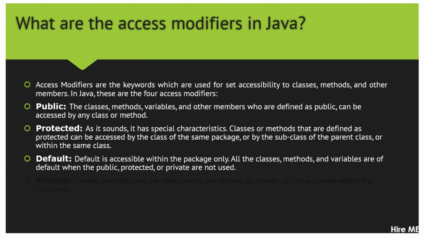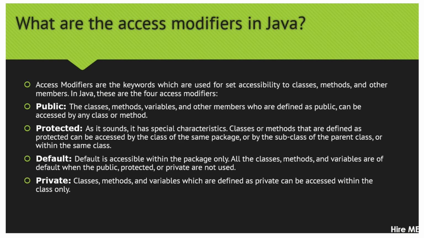The third one is default. Default is accessible within the package only. All the classes, methods, and variables are default when public, protected, or private are not used. So whenever any class, method, or variable is not defined as either public or protected, it is by default a default class. And the very last one is private. Any classes, methods, or variables defined as private can be accessed within the class only.